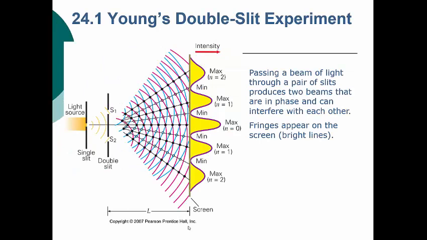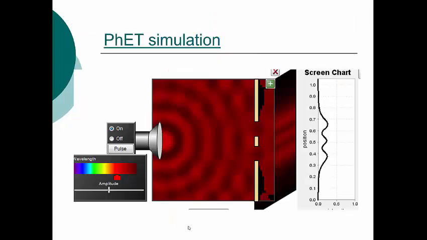So Young's double slit experiment basically involved a light source, two thin slits, and then the light passing from that light source through the slits and then interfering. When they interfered, then fringes or bright lines appeared on a screen some distance L away. This is just a really simple representation of that. This was very important at the time and continues to be important because it indicated that light acts like a wave.